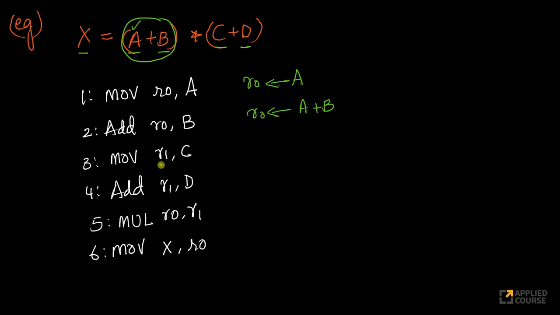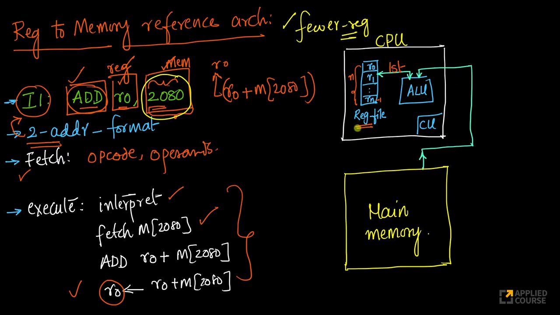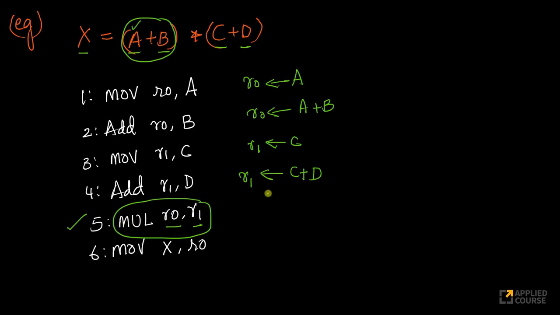Next I'm using another register R1. So R1 will now consist of my C. Right? From address C, whatever value is there, I'm moving it to R1. Now add R1 comma D. So what happens here? What is there in R1? C is there in R1 plus D. Right? So C plus D is in R1. Now I'm saying multiply R0 R1. Look at this. Here I have both registers. This instruction, one of these values is in a register. The other is also in a register. Okay. So this is actually register reference architecture. This type of instructions will be in register reference architecture.